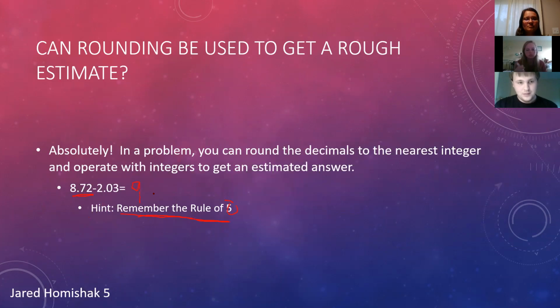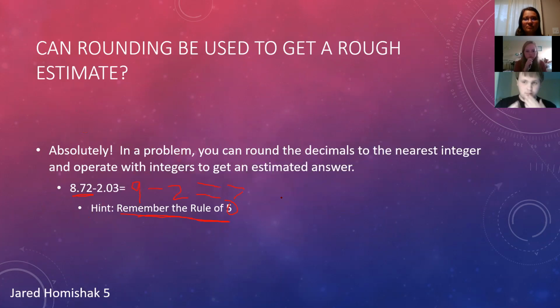And then we are taking away 2.03. Well, 3 hundredths, you're just rounding that down to 2. So 9 minus 2 is our problem. And from there, you take away 9 and 2 to get 7. 7 is not the final answer, though. That's only an estimated answer.